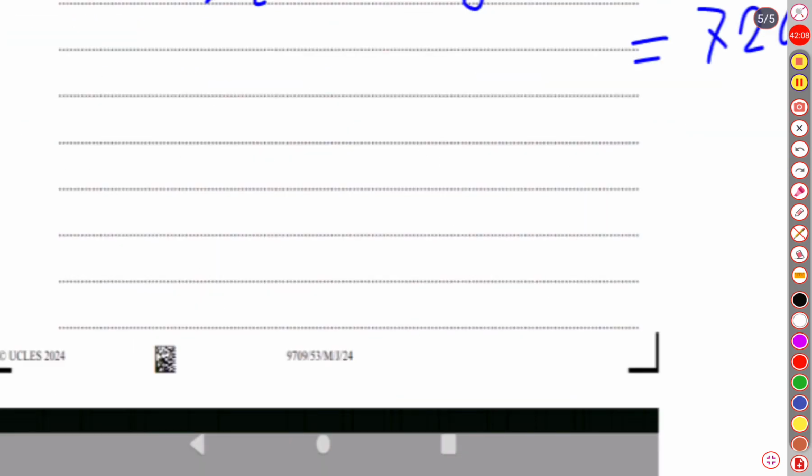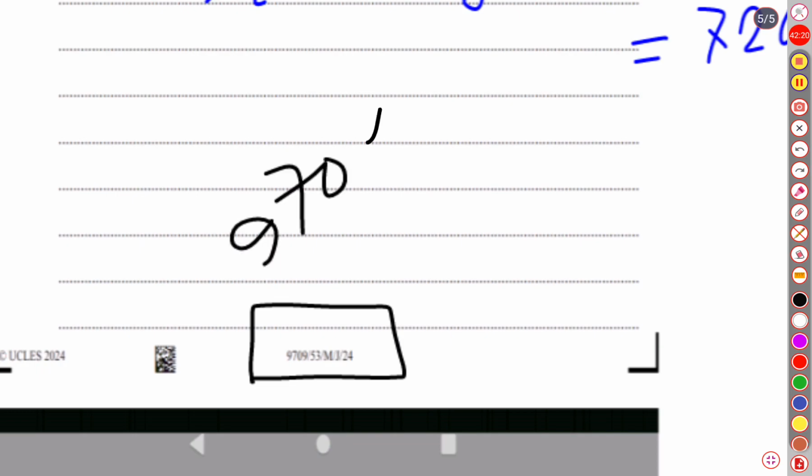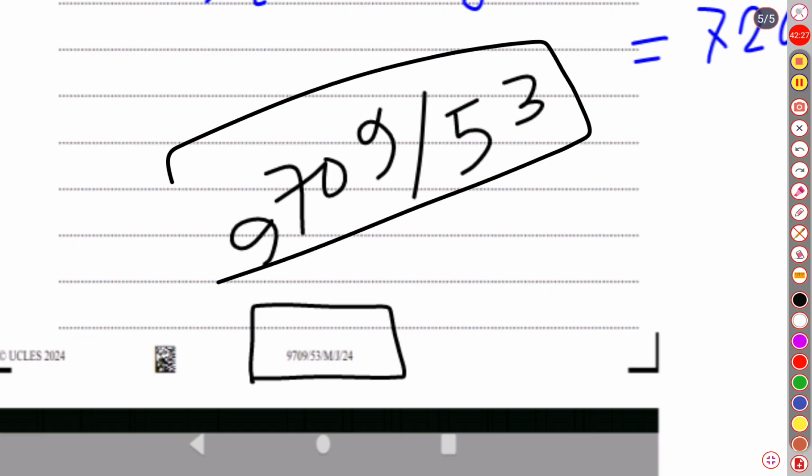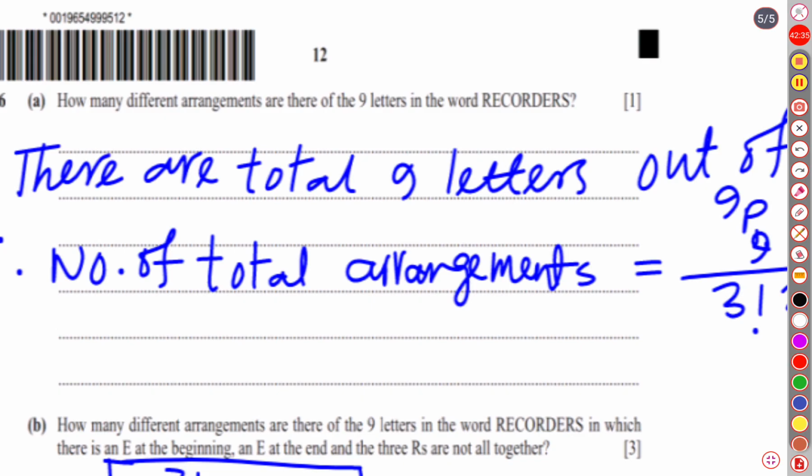The last question we are going to solve belongs to A level mathematics, paper 53, I mean probability and statistics. So the paper code is 9709 slash 53 of the session May June 24. So this is a question of A level from paper probability and statistics 1. Let's start reading the question. This is question number 6A.